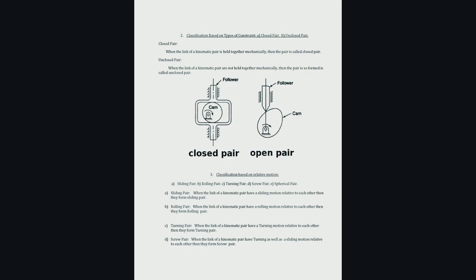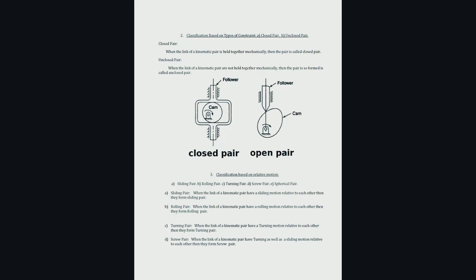AIM: study of kinematic pairs. Experiment No-02. Objectives: detailed study of kinematic pairs through working model. Theory: when 2 links or elements have completely or successfully constrained relative motion between them, then they constitute a kinematic pair. Kinematic pair may be classified on the basis of types of constraints and the relative motion between their links.